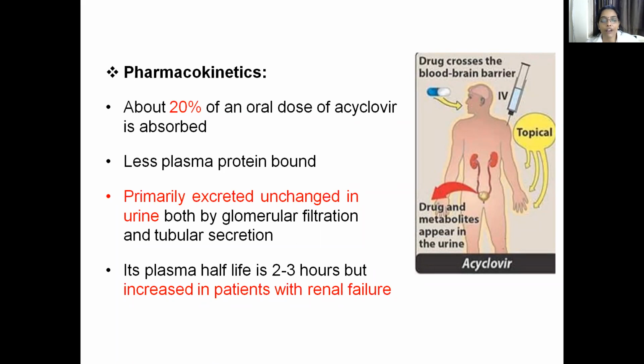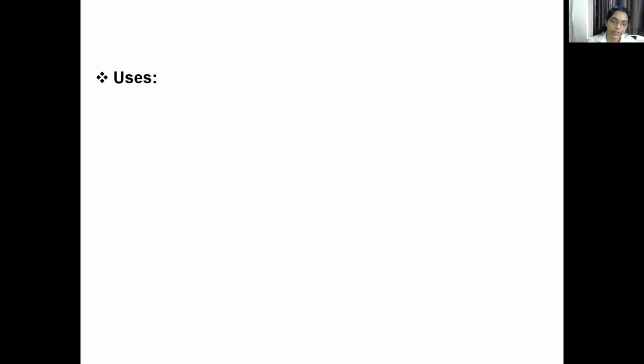Then its plasma half-life is 2 to 3 hours, but this can be prolonged in patients with renal failure because it's primarily being excreted by the renal route. So if there is renal failure, then the plasma half-life is prolonged, that it stays in the body for a longer time. Otherwise, the plasma half-life is 2 to 3 hours.